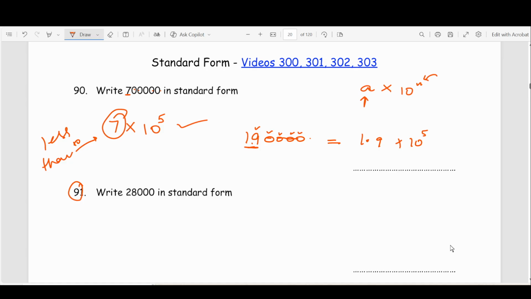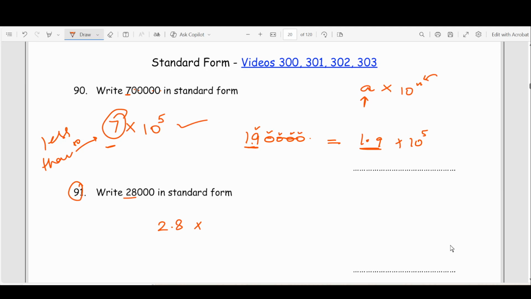So to check this one, as I said, the first number should be less than 10, as you can see. So 28 is bigger than 10, right? So we need to make it less than 10. We need to put a decimal after the first digit. So this will become 2.8 times, after the decimal.